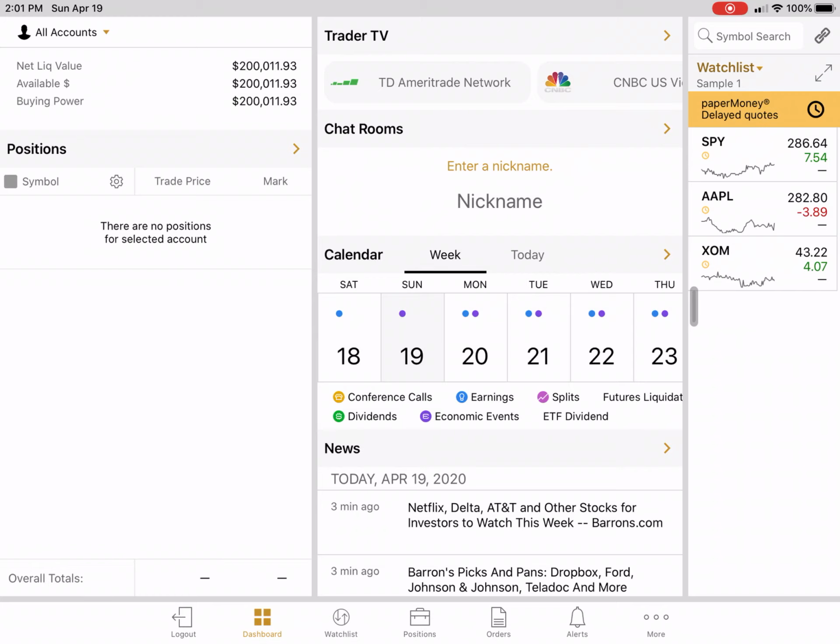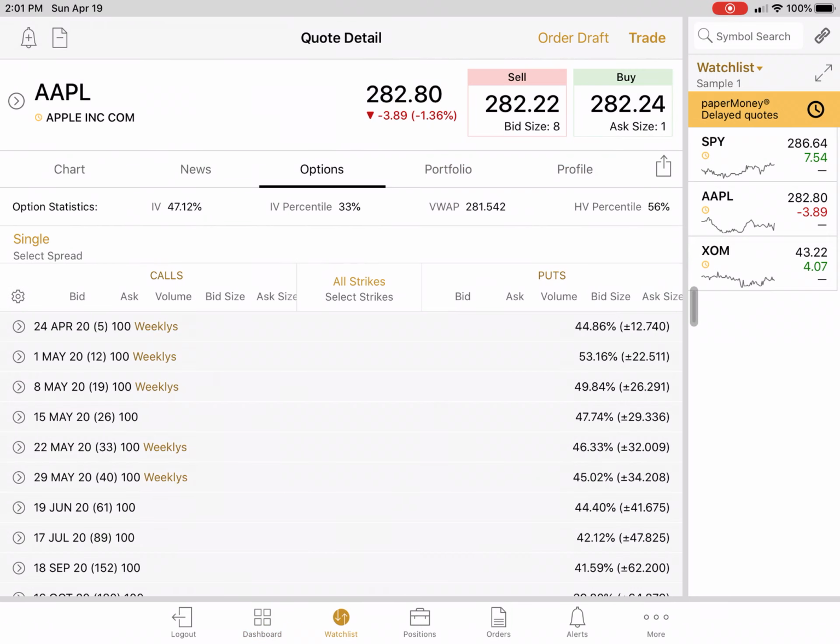This video is for bear put calendar spread. I have my Thinkorswim on my iPad already with a paper money account. I'm going to tap on Apple just for the sake of this lecture.